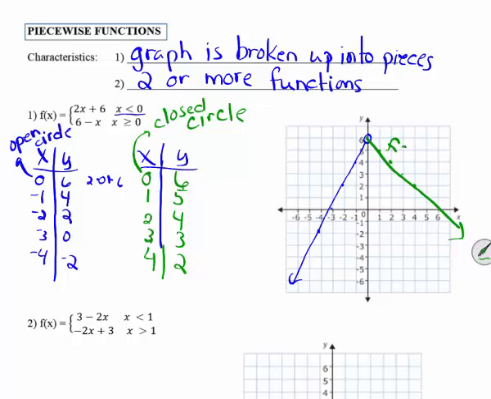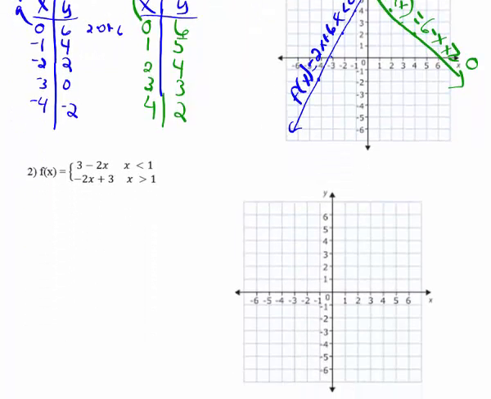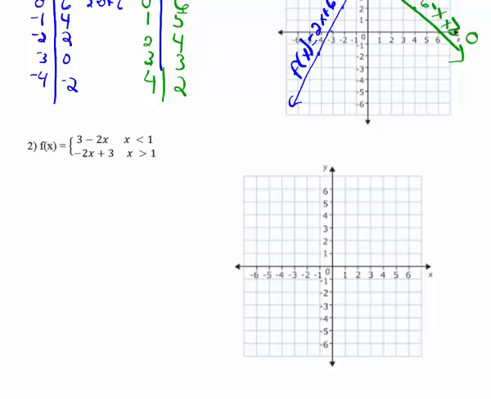So this was f of x is 6 minus x, x is greater than or equal to 0. And this part was f of x equals 2x plus 6, x is less than 0. Right, so it's really just doing the same, you're doing two and putting them on the same graph, making sure you're paying attention to your restrictions over here.